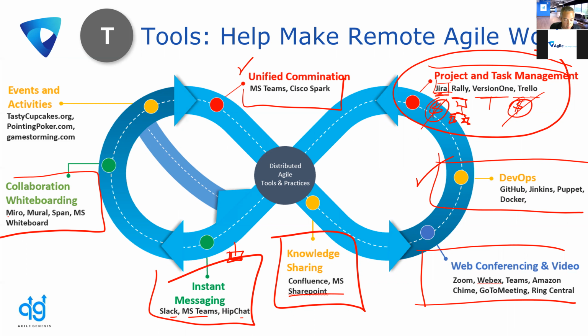Collaboration whiteboard, here's Miro, here's Mural. These are the two that I was referring to. The names are different. They're actually different tools, but do very, very similar things. Span is also very good. And then there's more economical alternatives such as Microsoft Whiteboard.